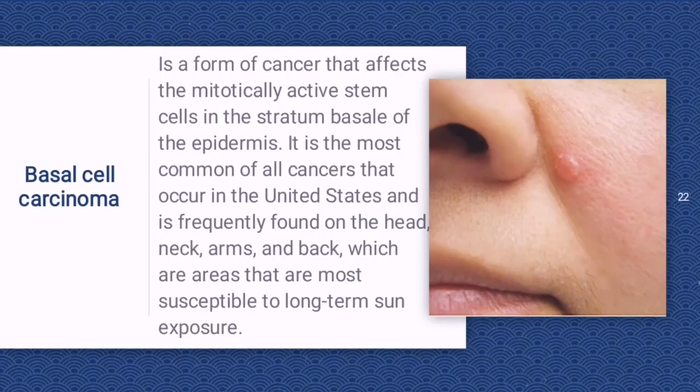First, we have basal cell carcinoma. It is a form of cancer that affects the mitotically active stem cells in the stratum basale of the epidermis. It is the most common of all cancers that occur in the United States and is frequently found on the head, neck, arms, and back, which are areas that are most susceptible to long-term sun exposure.